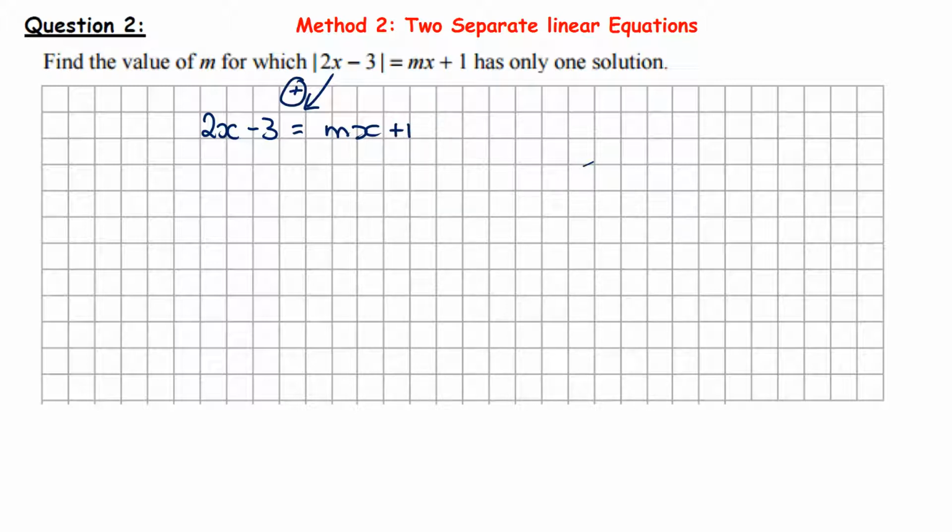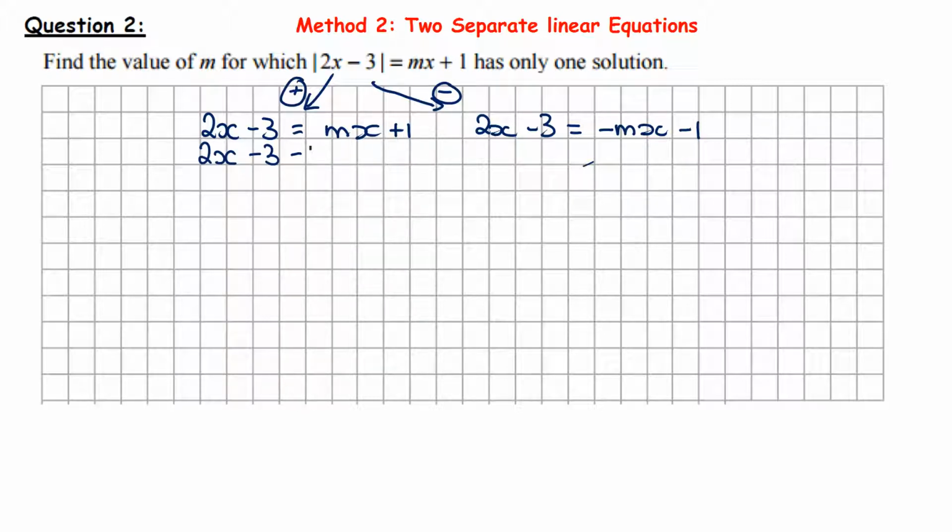The second scenario here is if that was negative. So if that was negative, effectively what has to happen is the sign has to change. So it was equal to minus mx minus 1. However, the signs then change to make it positive. So we have two different linear equations here, and we want to find where m has only one solution. So there's only one value for m. So if we can isolate m in both cases, then they should be equal.